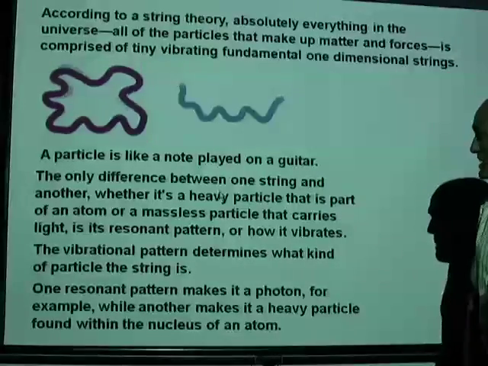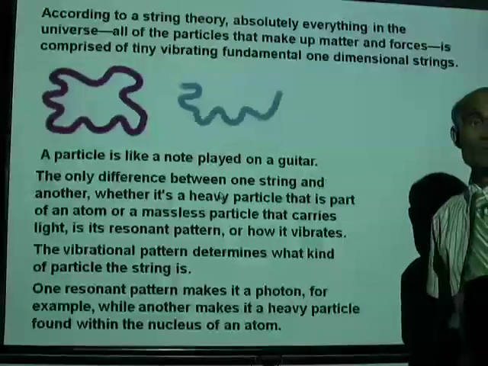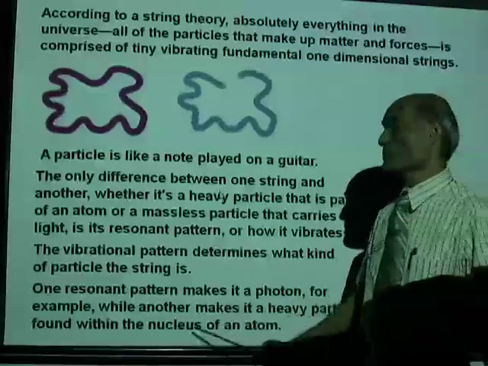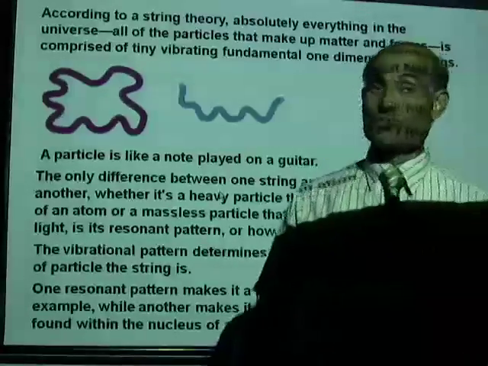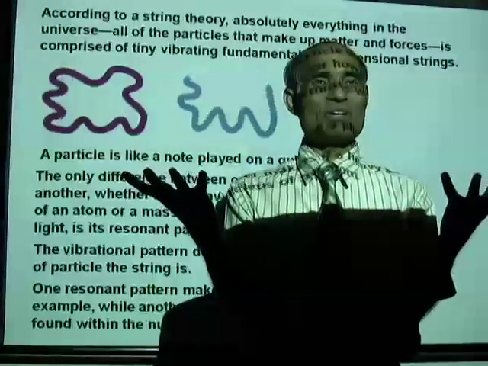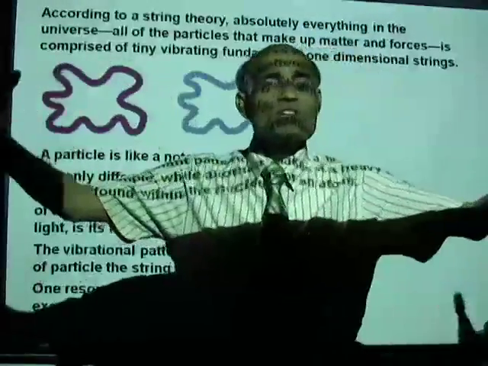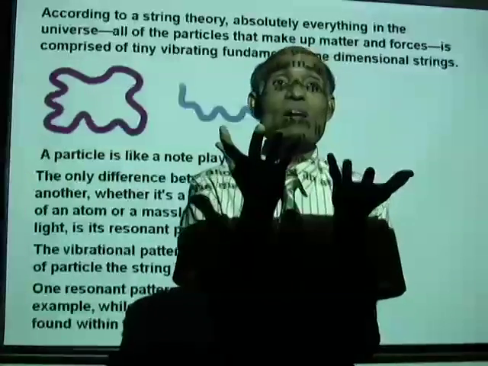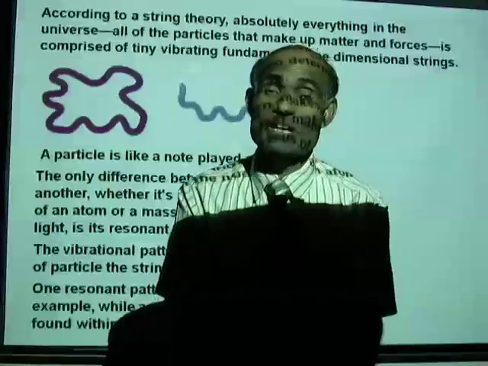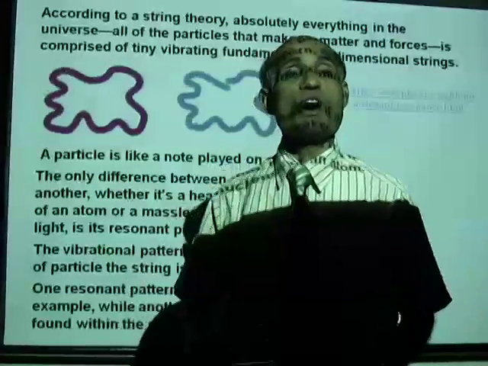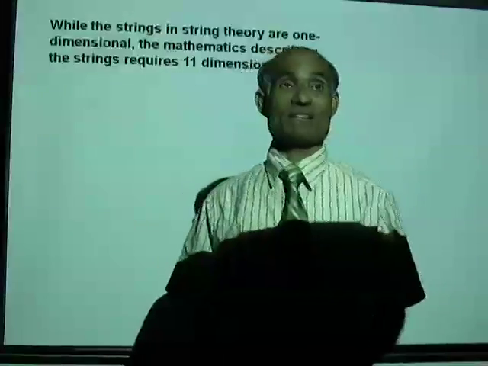One resonant pattern makes it a photon, another makes it a heavy particle within the nucleus of the atom. So string theory is actually a simplified theory that everything in the universe is made up of these fundamental one-dimensional strings. But it is not as simple as we explained. It is based on very complex mathematics.